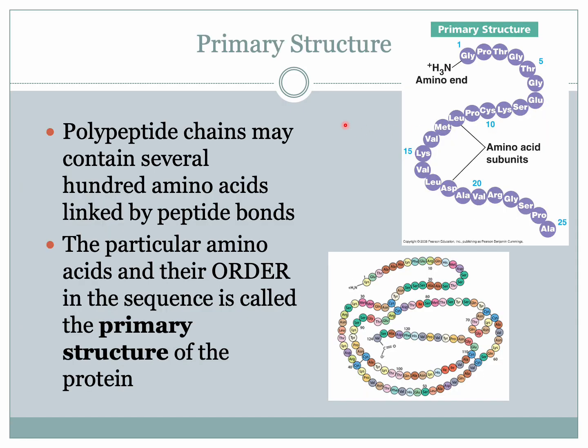Taking a look at the structures, polypeptide chains may contain several hundred amino acids linked by peptide bonds. So in between each amino acid, you would find a peptide bond. The particular amino acids and their order in the sequence is called the primary structure of the protein. The sequence determines the structure, and the structure determines the function. Change the sequence, and that changes the structure, which changes the function.